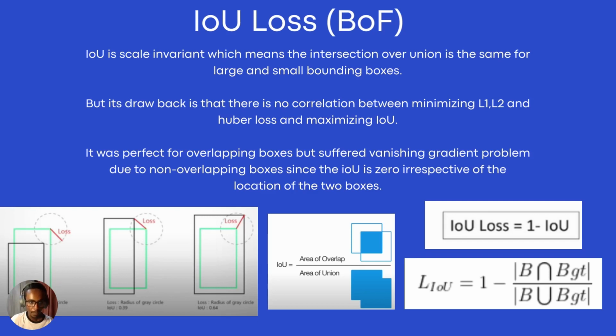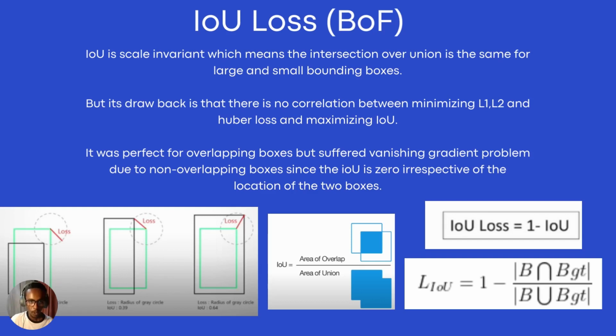And the box's dimension might change. The predicted bounding box might change, but we didn't use a loss for the IOU in previous YOLO papers. So when you don't use a loss for the IOU, then you don't account for the changing of the IOU when the box keeps changing. So it was perfect for overlapping boxes, but it suffers from a vanishing gradient problem for non-overlapping boxes, since the IOU is 0 irrespective of the location of the two boxes.